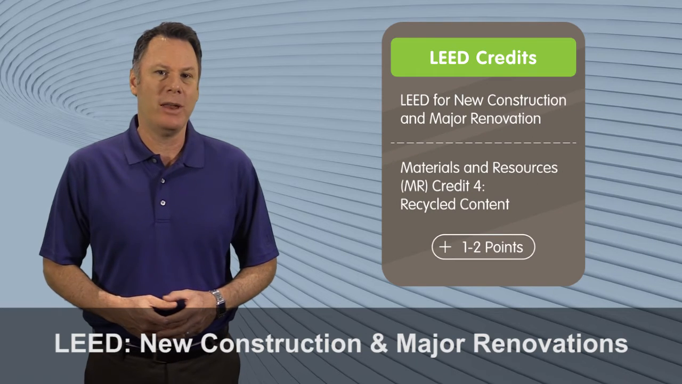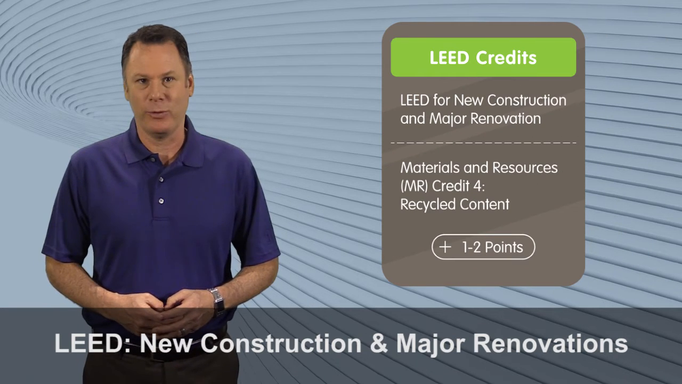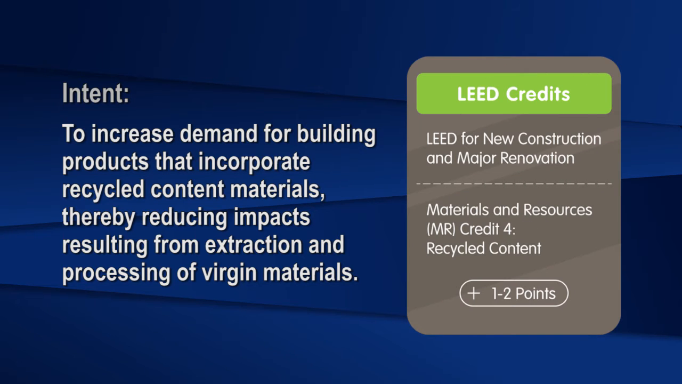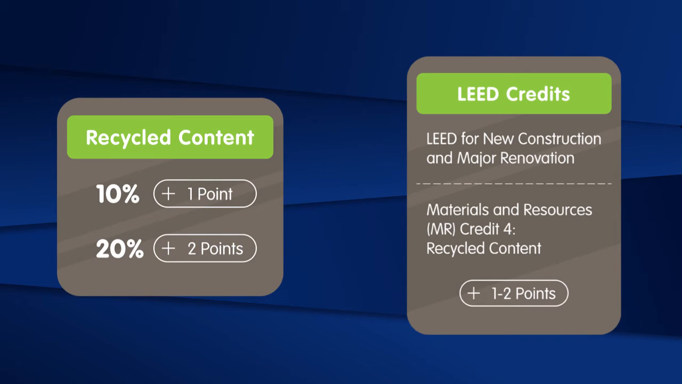LEED for new construction and major renovations, Materials and Resources, MR Credit 4, intent: to increase demand for building products that incorporate recycled content materials, thereby reducing impacts resulting from extraction and processing of virgin materials. Requirements: use materials with recycled content such that the sum of post-consumer recycled content plus half of the pre-consumer content constitutes at least 10 or 20% based on cost of the total value of the materials in the project.